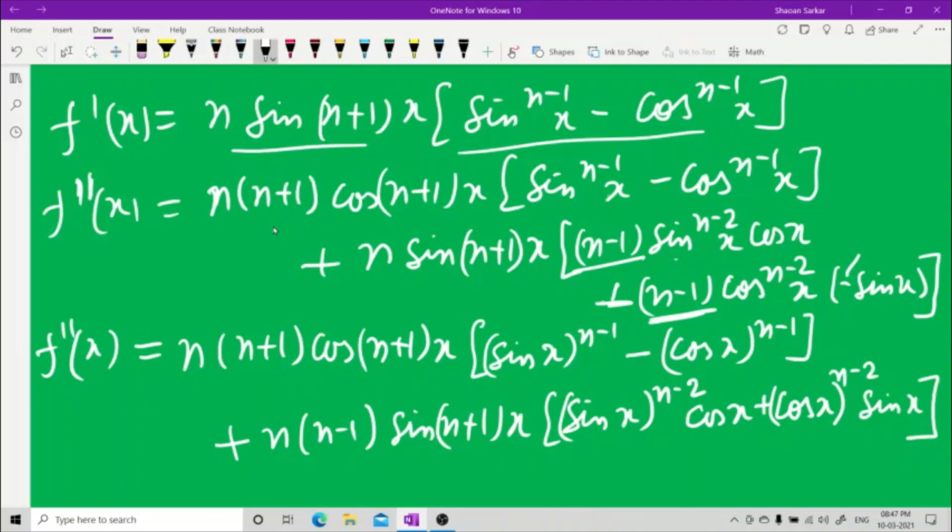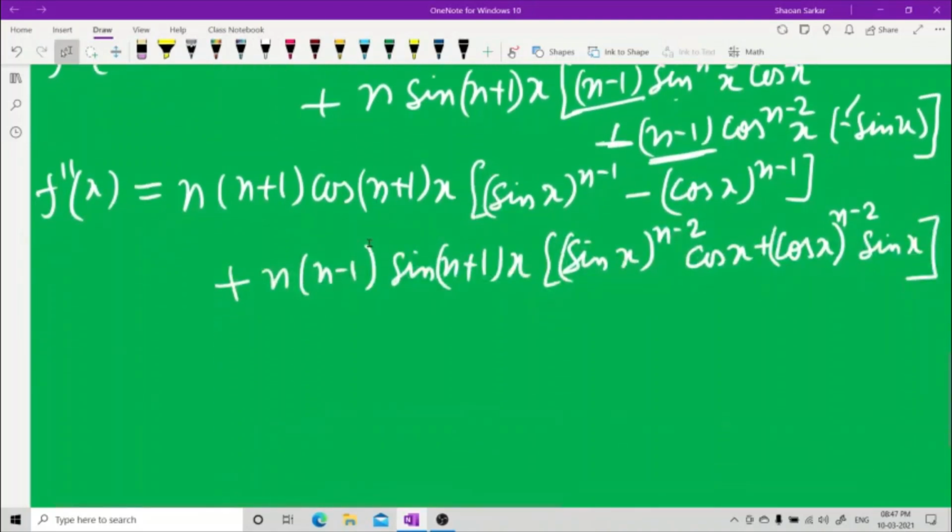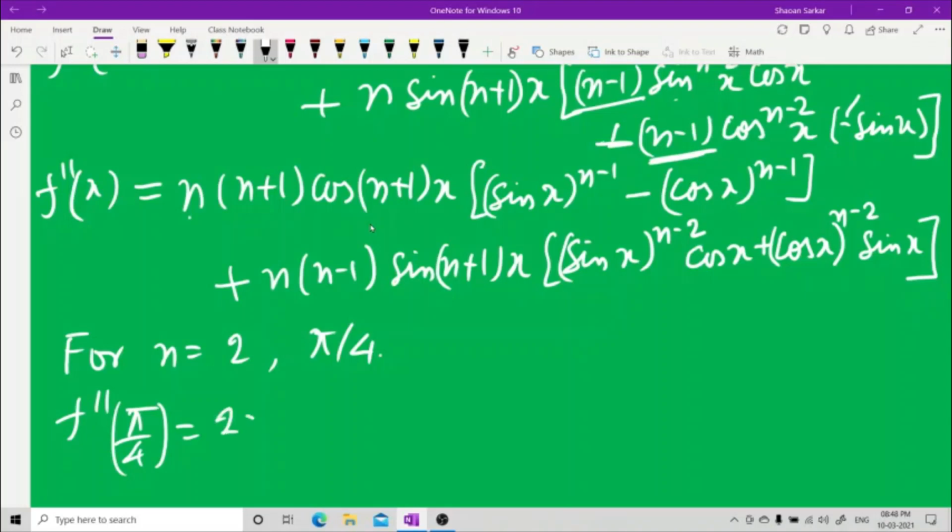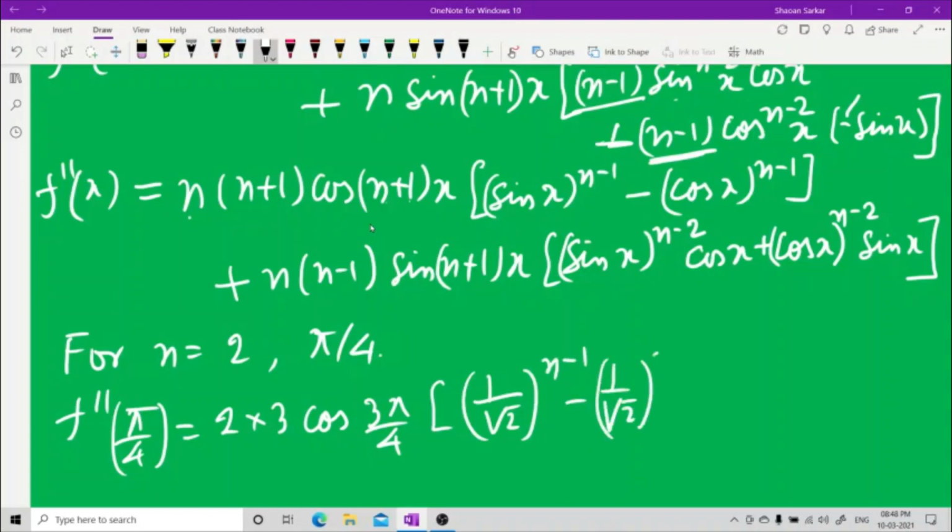This is done. Now we have to show at n equal to 2 and x equal to pi by 4, let us see what happens. F double dash pi by 4, put n equal to 2 here: 2 into 3 cos 3 pi by 4, sine pi by 4, that is 1 by under root 2 to the power of n minus 1, minus 1 by under root 2 to the power of n minus 1, then plus this part, 2 into 1, sine 3 pi by 4.